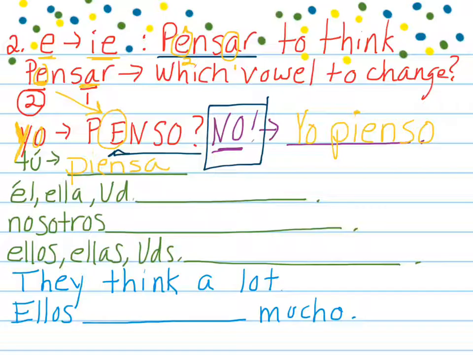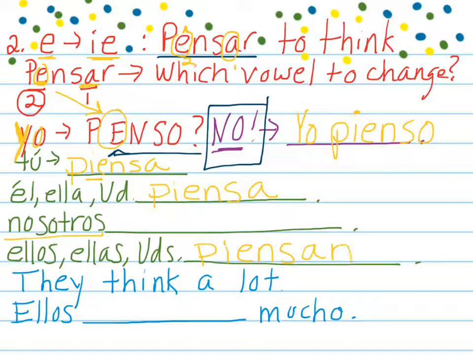And what's really nice is that your endings are still your normal, regular endings. The only thing that's changing is just the stem part, just that crazy vowel. So at least your endings are still normal. Él, ella, and usted. He, she, or you formal thinks. So that would be piensa. Now let's skip nosotros for a minute and just look at ellos, ellas, and ustedes. They or you all think, and that's going to be piensan.